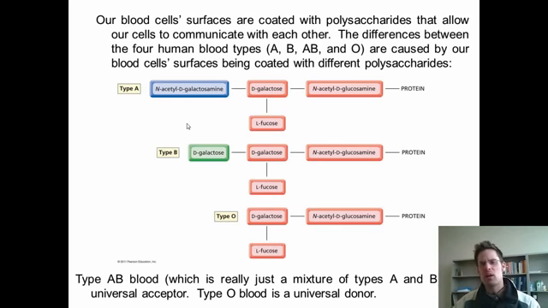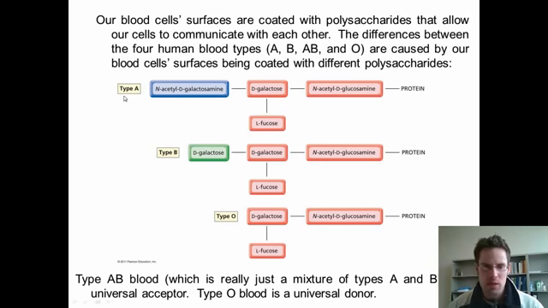You see, polysaccharides are extremely important in helping our cells communicate with each other. Nearly all of our cells' phospholipid membranes are coated with various sugar polymers that facilitate intercellular communication. Our blood cells' surfaces are coated with polysaccharides that allow them to communicate with each other. The differences between the 4 human blood types, which are A, B, AB, and O, are caused by our blood cell surfaces being coated with different polysaccharides.